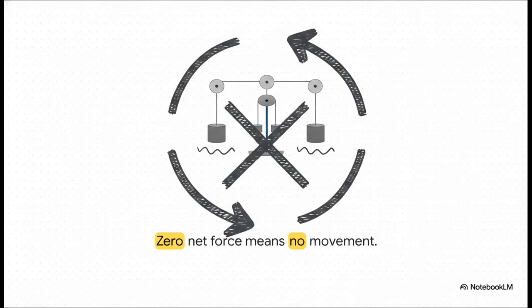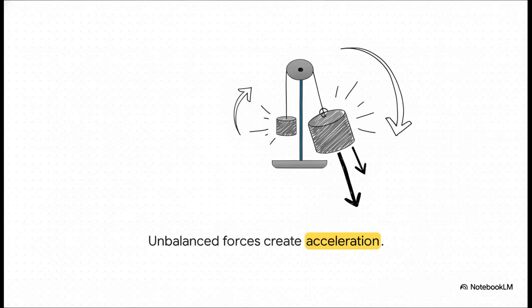Because these forces cancel each other out completely, the net force on the entire system is zero. And zero net force equals absolutely no movement. If you were to let go of these blocks, they would just hang there perfectly still. Now, what's really interesting about this slide is what happens when we disturb that perfect balance.